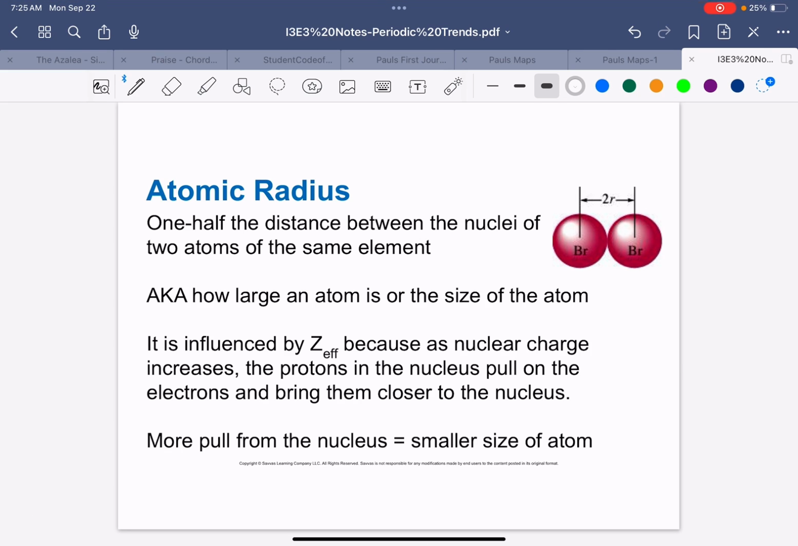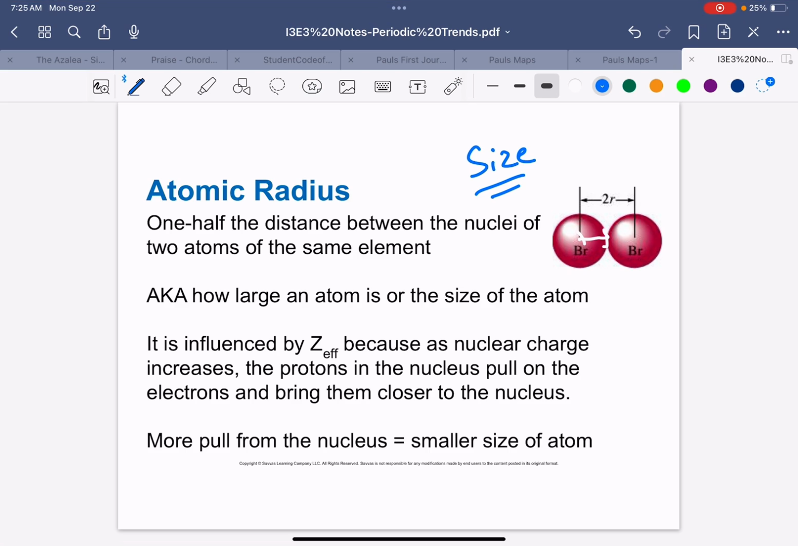Atomic radius is defined as 1/2 the distance between the nuclei of two atoms in the same element. So if we're looking at these two bromine atoms here, we're looking at the nucleus of one and the nucleus of another, and essentially that's 2 times the radius. So if we halve that, that would be the effective radius, the distance from here to here. Okay. So basically what we're looking at is the size. That's really the trend we're looking at.